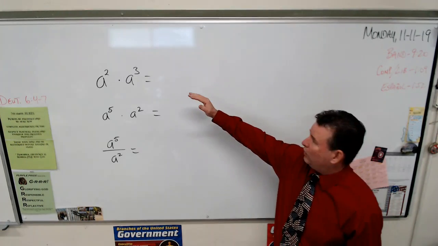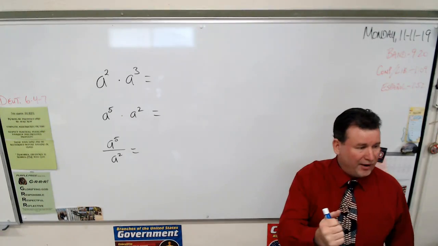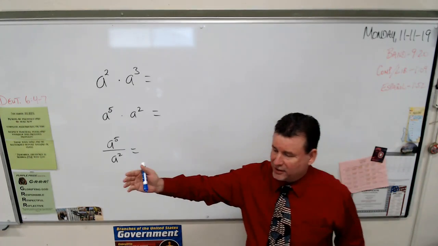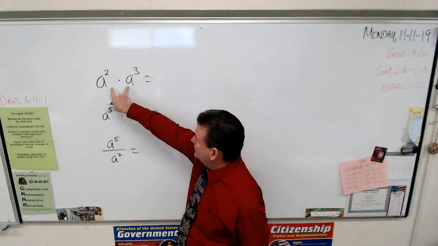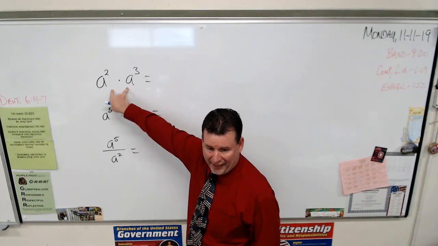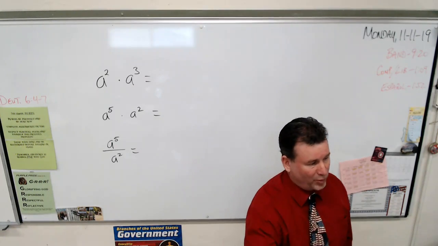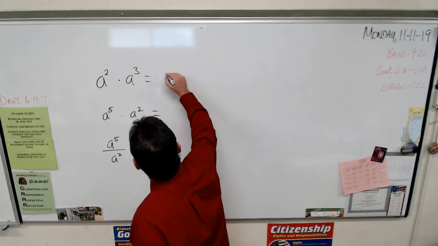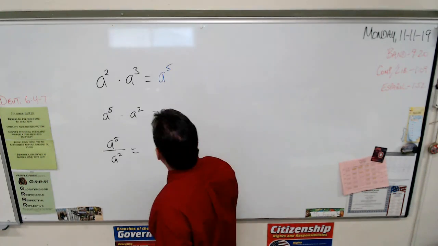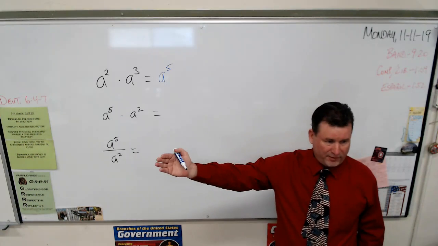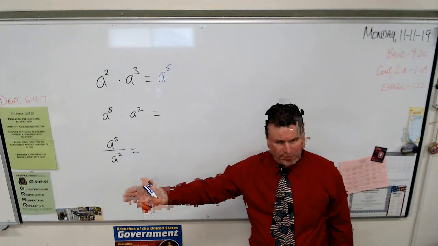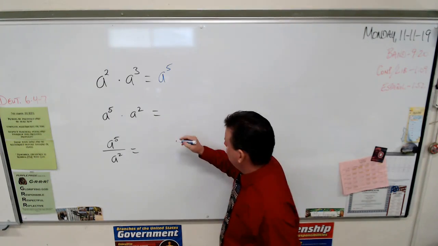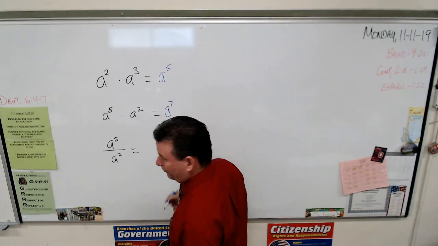This is to recall what we did last week. If I have two like bases, the key is the bases have to be the same. Are the bases the same here? Yes. They're both A's. If I'm multiplying those together, what do I do with the exponents, Elise? I add them. So everybody is okay with this being A to the fifth, say amen. Amen. That's pretty simple, isn't it? So what would this be? A to the fifth times A squared, Dominic. A to the seventh. Everybody good?